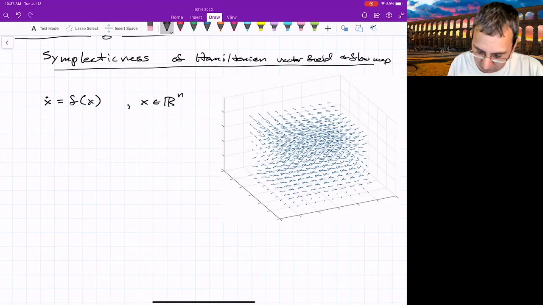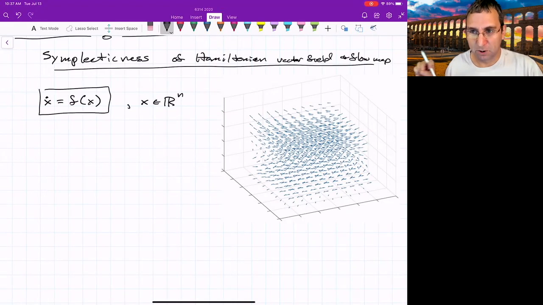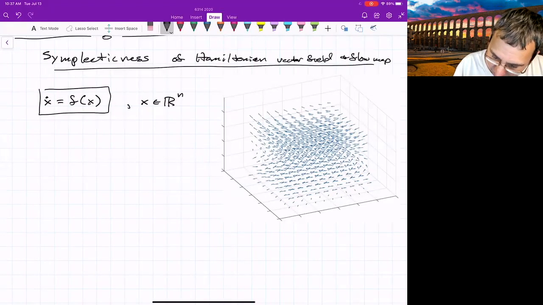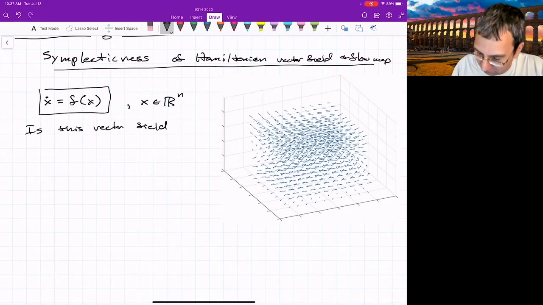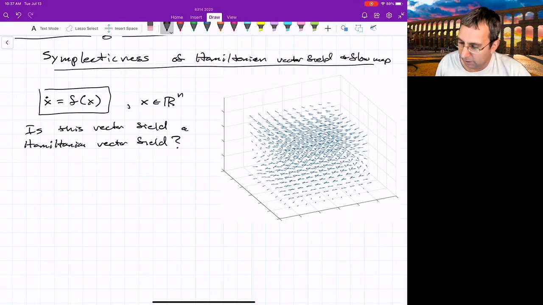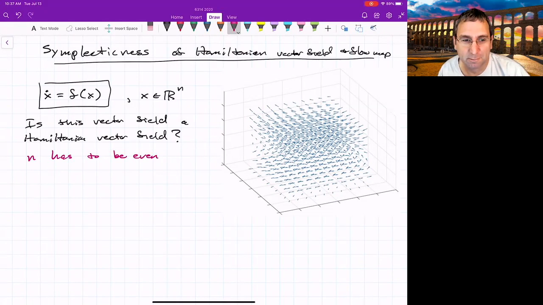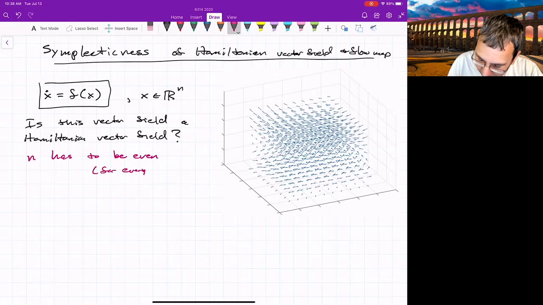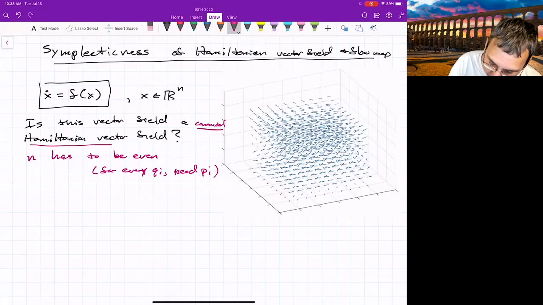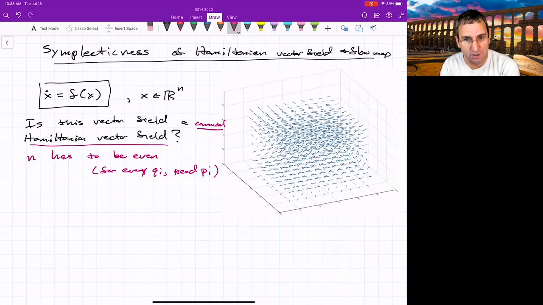So if we wanted to ask, are these equations in canonical Hamiltonian form? Or equivalently, is this vector field a Hamiltonian vector field? Well, given what we know, N has to be even. So this thing on the right is odd; it's three-dimensional. So first of all, N has to be even. For every Q_i, you need a conjugate momentum. That's for having a canonical Hamiltonian vector field, which foreshadows that you could have a non-canonical Hamiltonian vector field. Yeah, you can, but we're just looking at canonical. So N has to be even. If it's not even, then it's not.